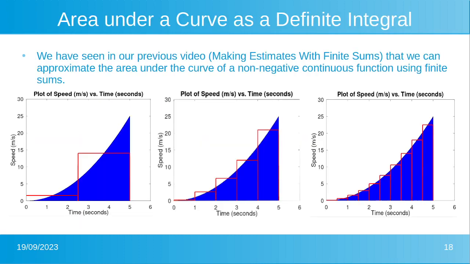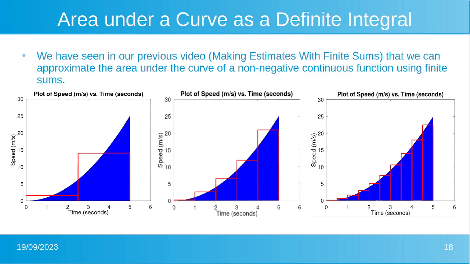So we can develop this further. We can describe the area under a curve, under certain conditions, as being equal to a definite integral. And we're going to discuss this a little bit further now, and tie it back to some of our previous material. We've seen in our previous video, making estimates with finite sums, that we can approximate the area under the curve of a non-negative continuous function using finite sums.